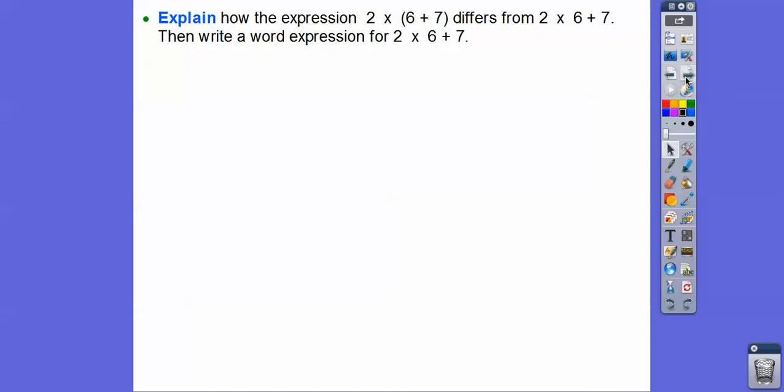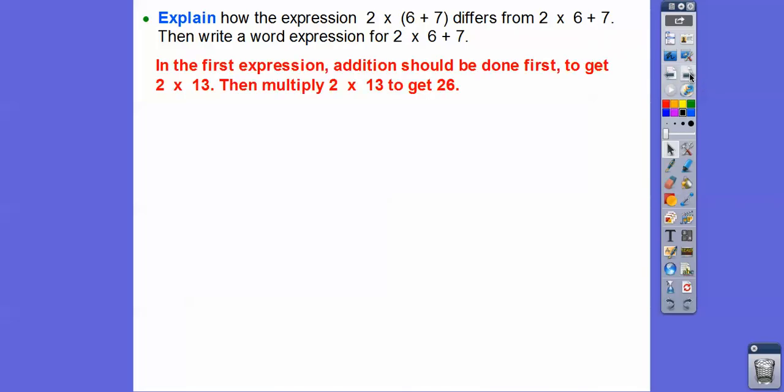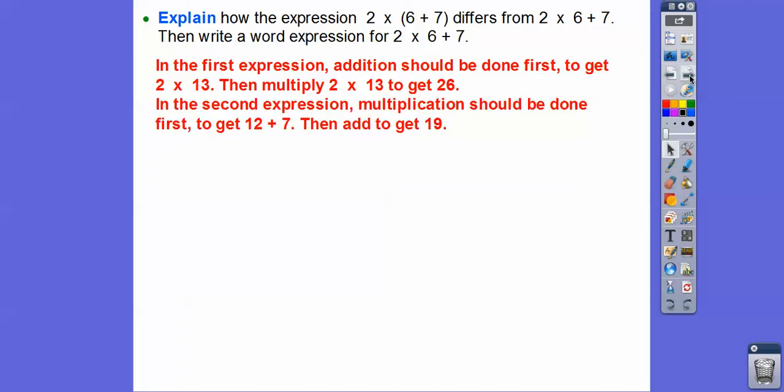So explain how the expression 2 times the sum of 6 and 7 differs from the product of 2 and 6 plus 7, and then we're going to write a word phrase for that. Okay, so in the first expression, the addition should be done first because it's in parentheses. So if we add 6 plus 7, we get 13, and so 2 times 13 would get us 26 right there. Okay, in the second expression, order of operations says we have to multiply first, so 2 times 6 is 12. And then 12 plus 7 is 19 right there.